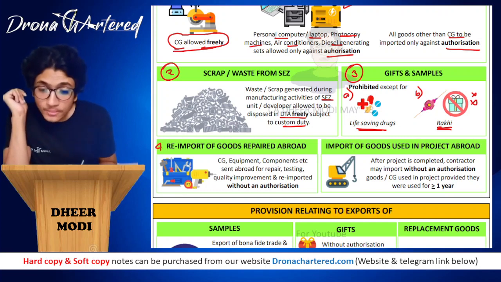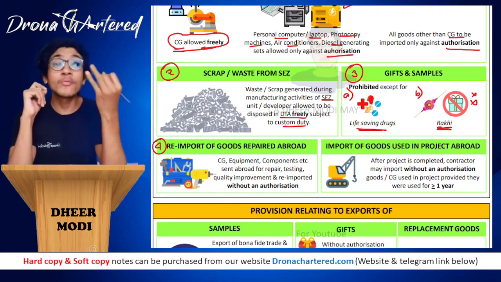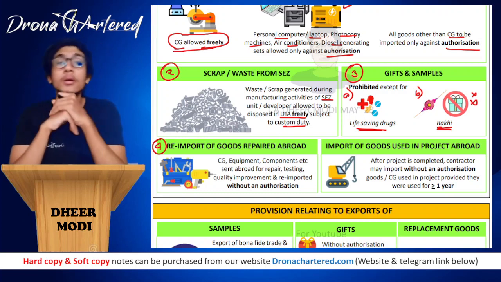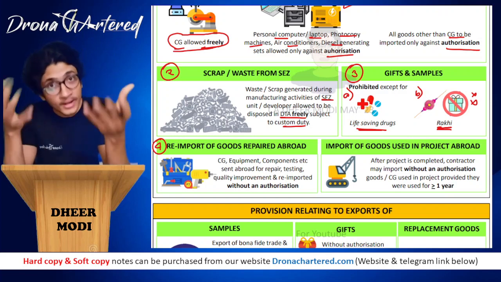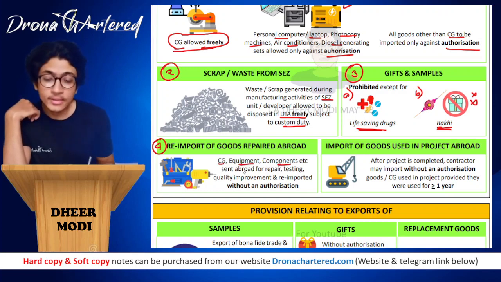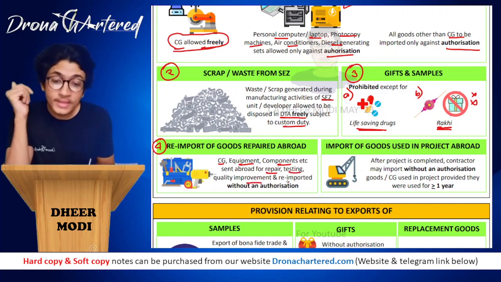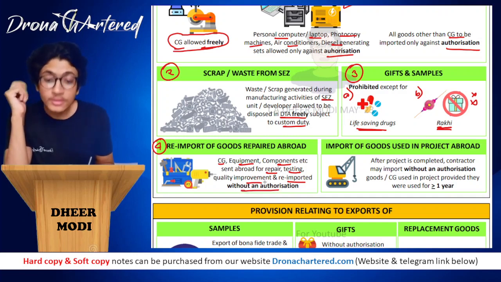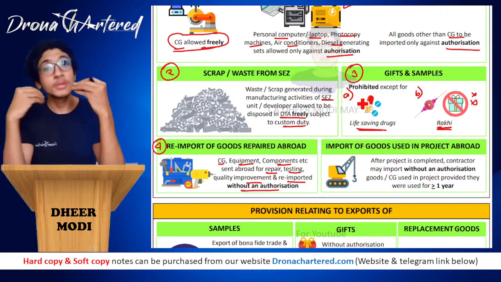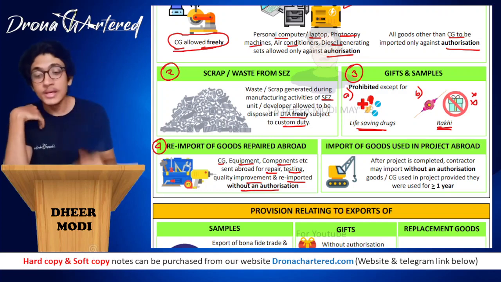Then your fourth is your re-import of goods repaired abroad. So these goods you had sent outside India to get them repaired, and now you are re-importing them. So in such a case, your capital goods, equipment, components, etc. sent abroad for repair, testing, quality improvement, and then re-imported, this is allowed without an authorization. That means you can send goods outside India, get them repaired, and then you can get it back to India. You do not need any authorization.